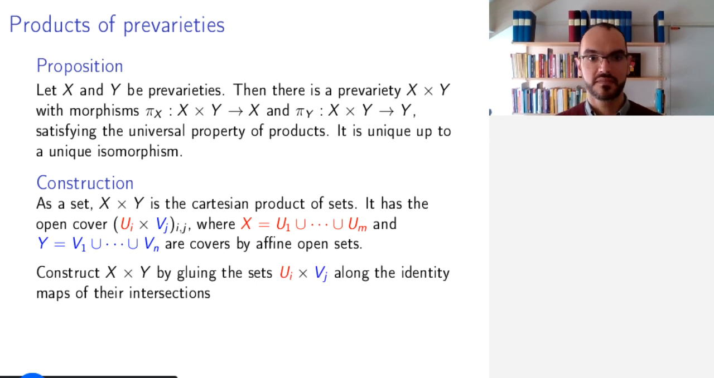Constructing this set is done as follows. So how do we construct this pre-variety? We construct it by gluing, as in the previous video. So what we do, we take the products of these U_i's and V_j's and glue them along the identity maps of their intersections.